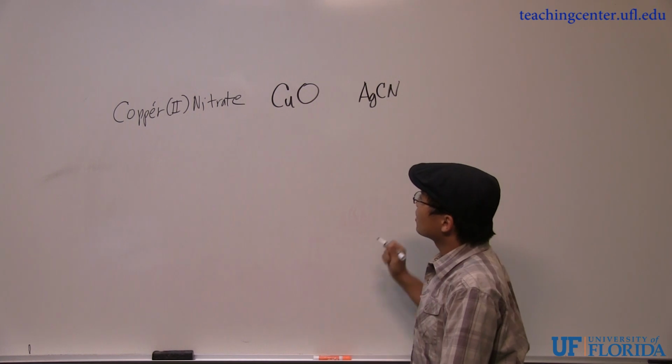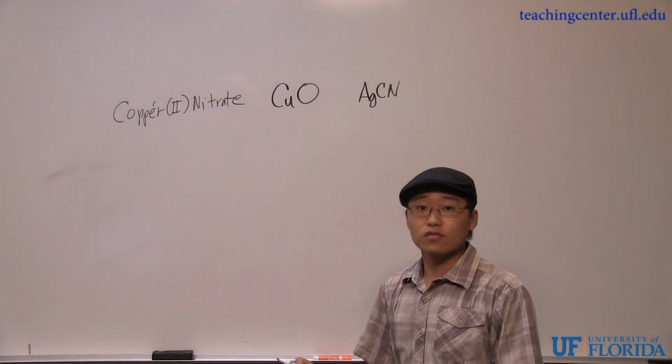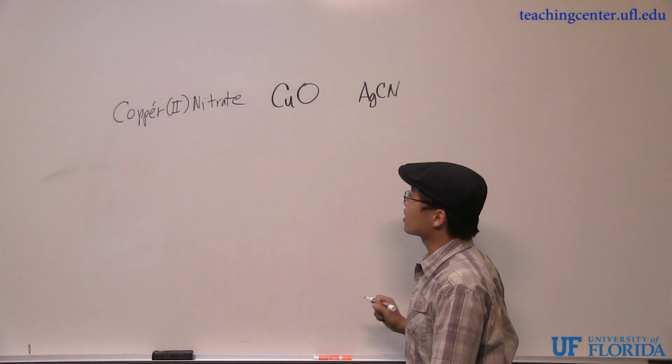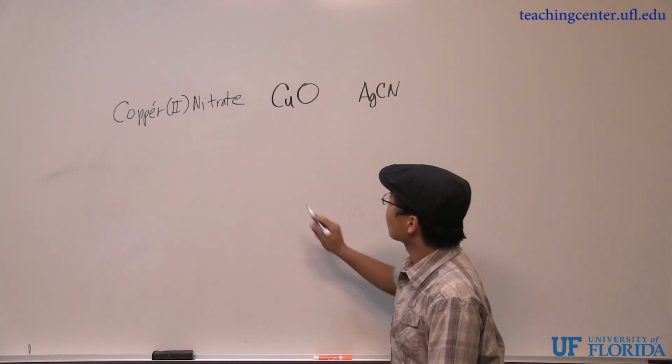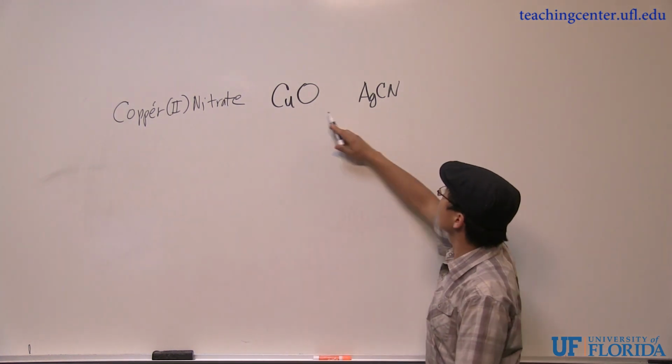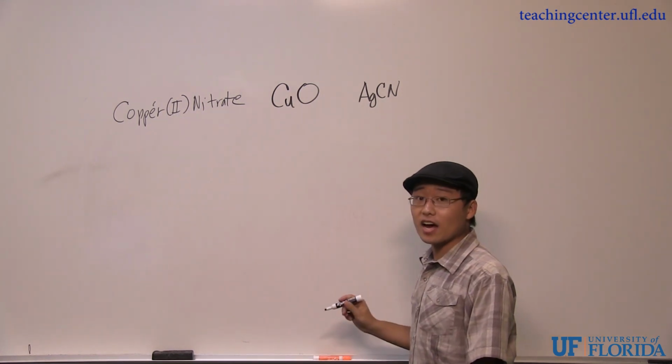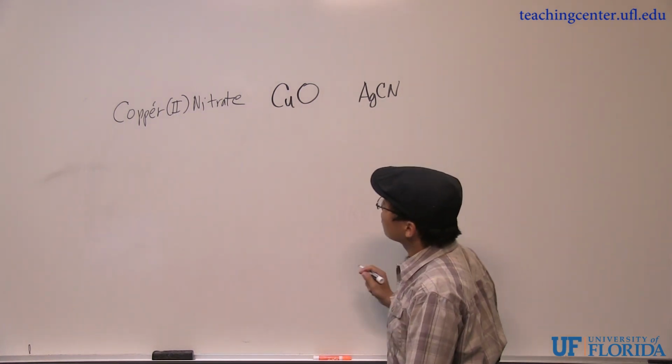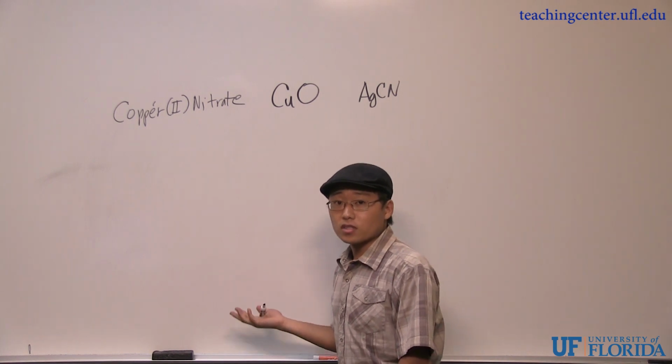So remember, guys, the anions are the negatively charged part of a compound that's ionic. And they're always on the right side. So we're looking at nitrate, oxygen, and CN, which is cyanide. So anyway, first of all, let's write out the formulas.